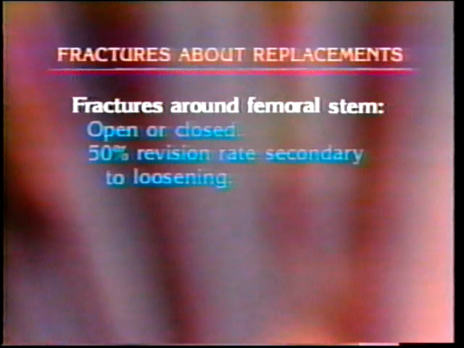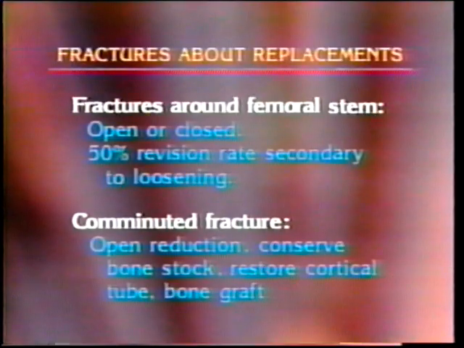Fractures around the femoral stem, these you can treat open or closed, but indeed, treated closed, they carry with it a 50% incidence of loosening. Comminuted fractures are very difficult. These are seen sometimes at the operating table when a prosthesis is tried to be jammed into the proximal femur. An open reduction, of course, is necessary. One should be very careful to conserve the bone stock and restore the cortical tube.